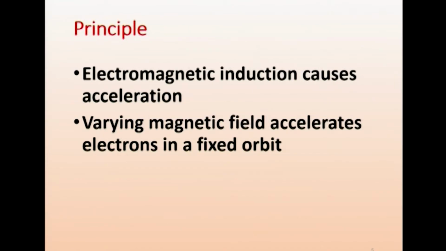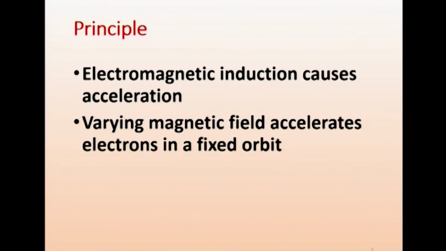So what is the principle behind this? Electromagnetic induction causes acceleration. We have electromagnetic induction, like the induction stove also, we know. There we get eddy currents formed in the induction stove, but here the electrons are moving around, so they get accelerated faster and faster. So electromagnetic induction causes the acceleration of the electrons, and a varying magnetic field accelerates electrons in a fixed orbit.